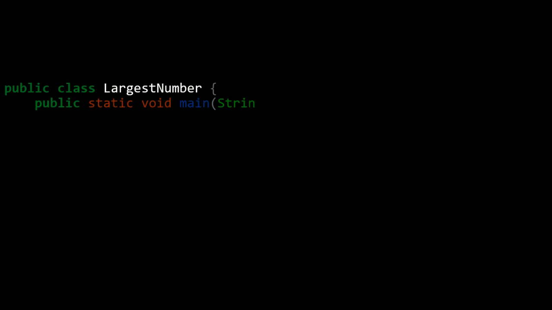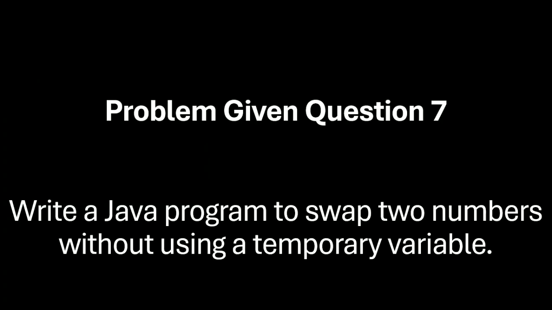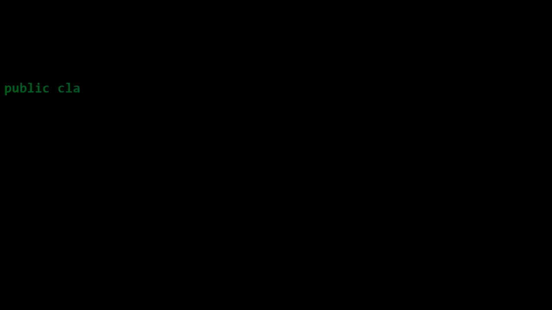Now question number 6: write a Java program to find the largest among 3 numbers. So here is the solution. We have to declare 3 numbers and get the maximum out of the 3. I have declared 3 numbers A, B, C, and you can see that with a single line of code you get the largest number among the 3. This type of solution will surprise your interviewer, showing that you have very good and mature knowledge of Java programming. Now question 7: write a Java program to swap two numbers without using a temporary variable. And here is your perfect solution.